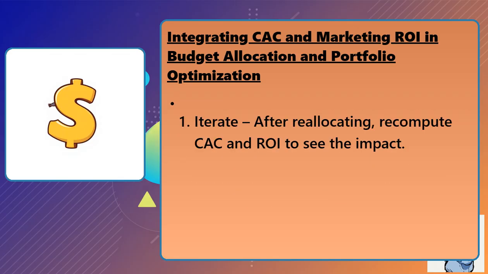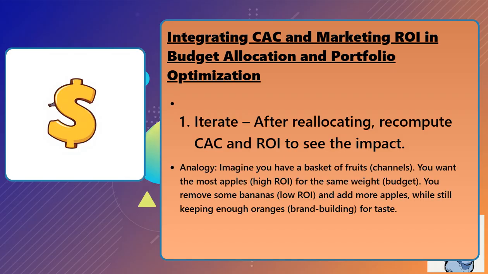5. Iterate after reallocating. Recompute CAC and ROI to see the impact. Analogy: imagine you have a basket of fruits, the channels. You want the most apples, high ROI, for the same weight, the budget. You remove some bananas, low ROI, and add more apples while still keeping enough oranges, brand building, for taste.